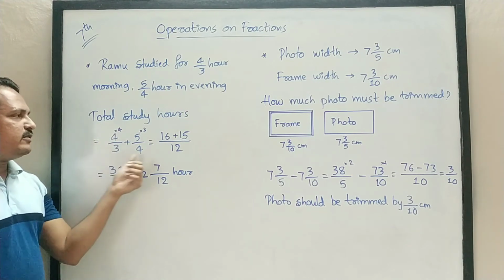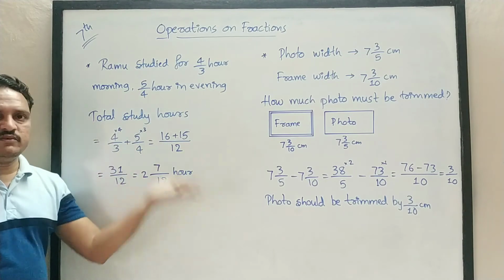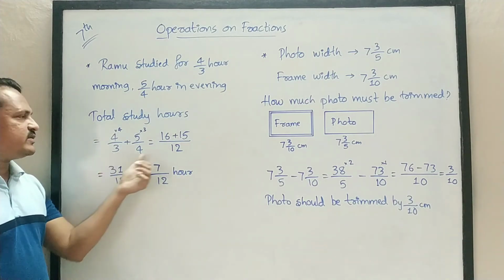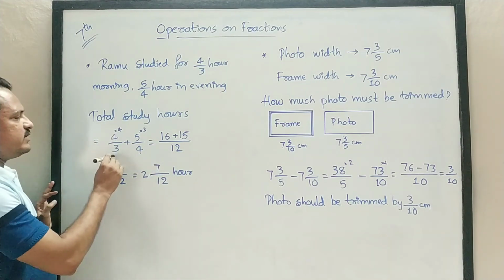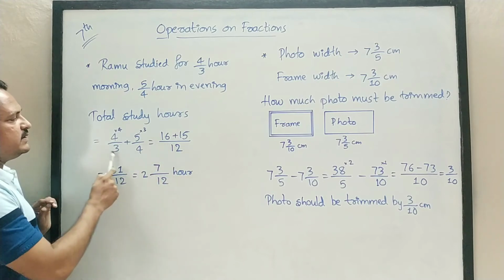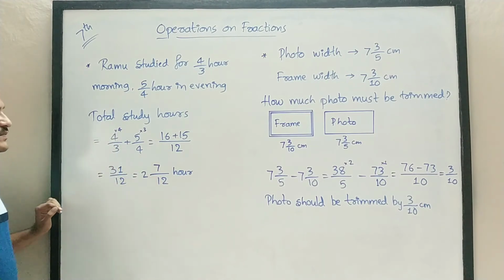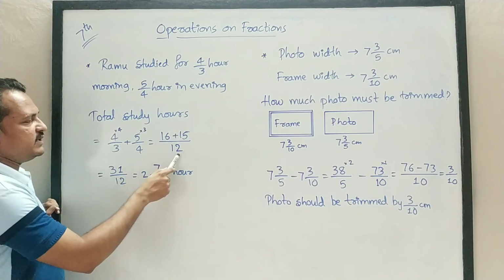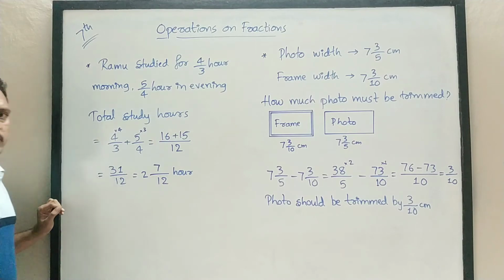So 3 and 4 denominators are different, then we have to take the LCM here. 3 and 4 will come in a different table, so directly 3 4s are 12. LCM will be 12. Then I have to read the 3 table up to 12 here. 3 4s are 12, and that 4 I am going to multiply with this numerator. And 4 table I have to read up to 12 here. Then 4 3s are 12. This 3 I am going to multiply with the numerator.